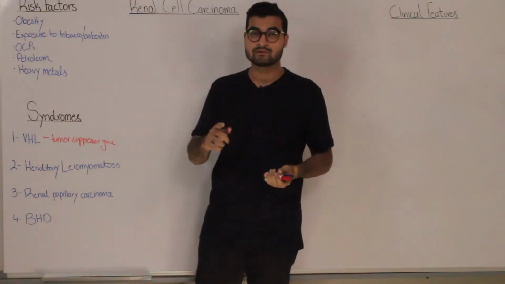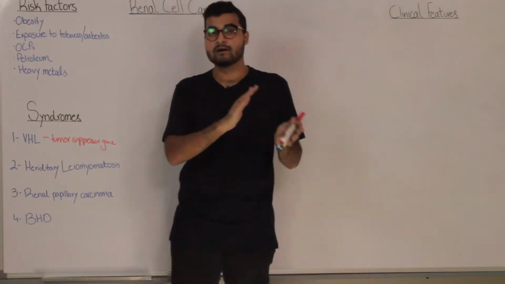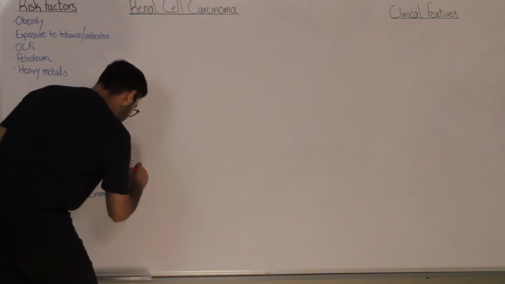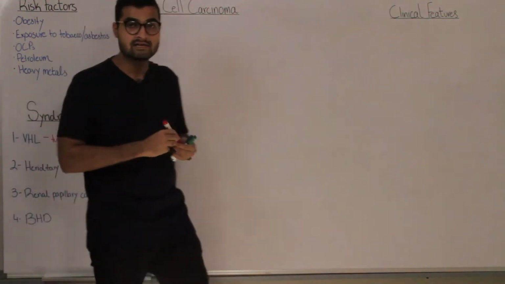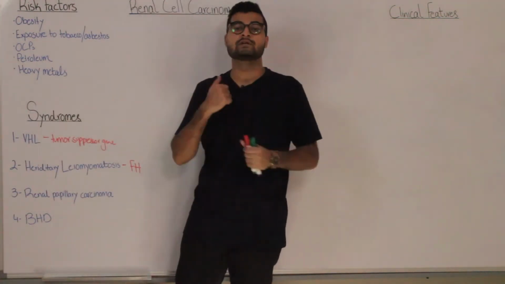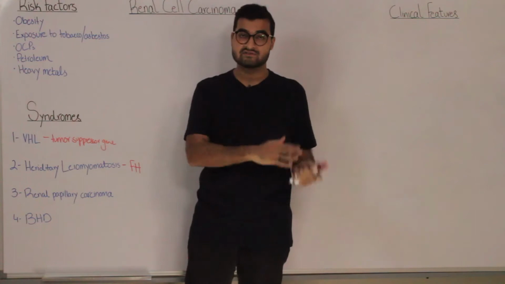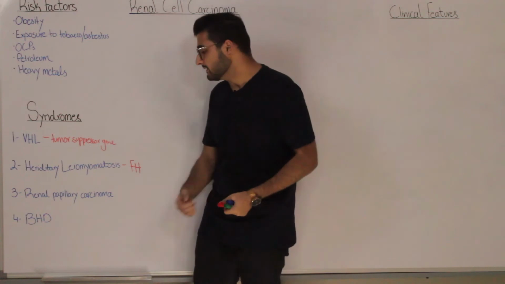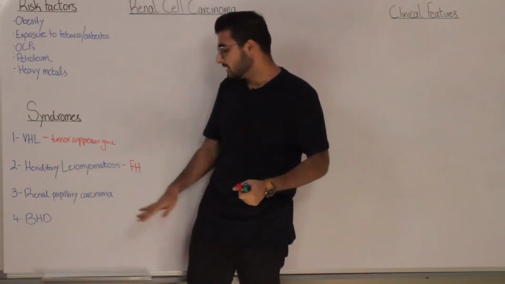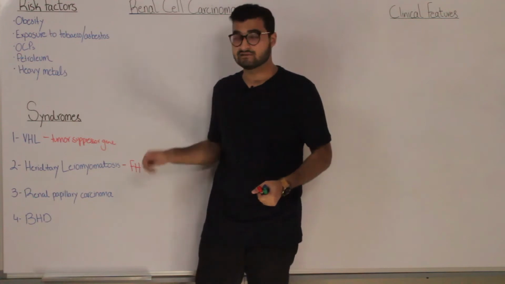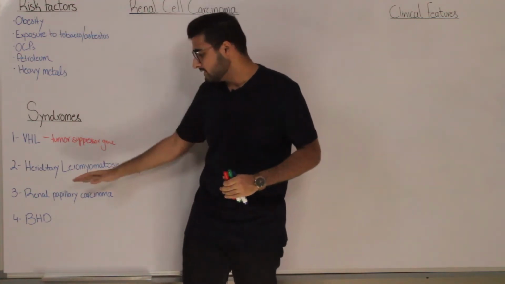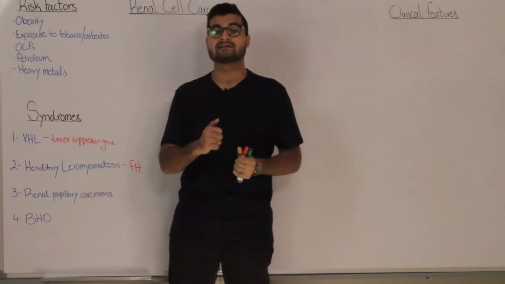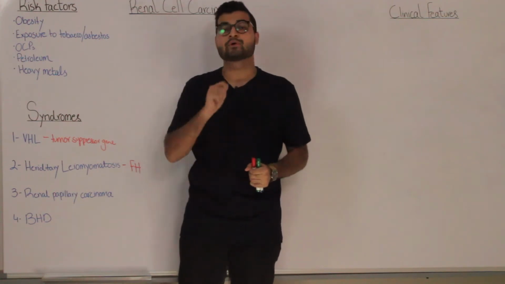So hereditary leiomyomatosis has a strong correlation with renal cell carcinomas. I'll write down the gene here, which is your FH gene, fumarate hydratase, and mutation in this gene will lead to leiomyomas inside your skin, your uterus, and renal cell carcinoma inside your kidney. Now coming on to renal papillary carcinoma, we'll discuss this further, but under the heading of syndromes, I'll just mention that renal papillary carcinoma basically has the MET proto-oncogene.